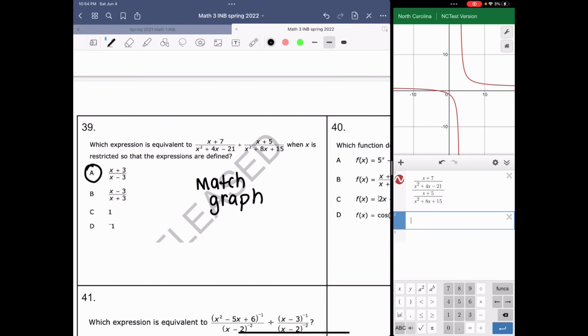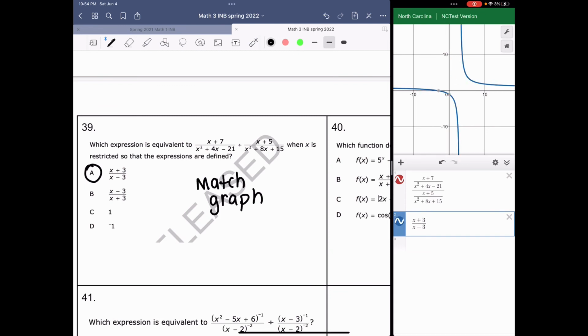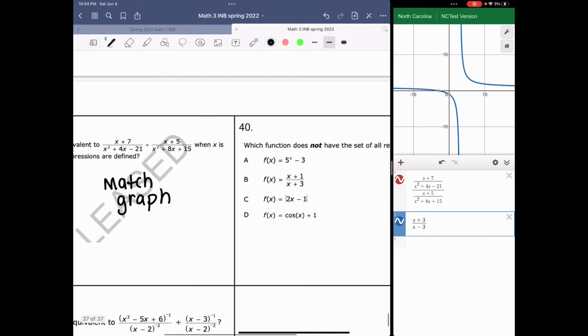So once you check your answers here, when you plug these in, you're going to see which one matches, and I can see that my blue overtook my red, so that's the reason it matches.